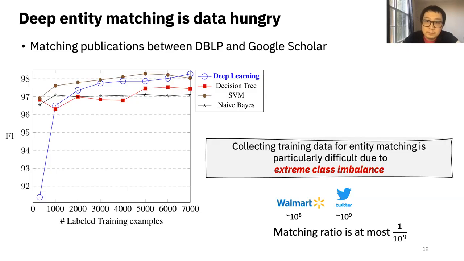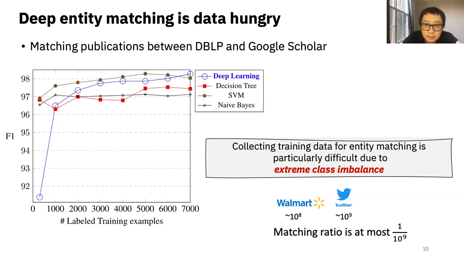But requiring a large amount of labeled data makes applying deep learning to entity resolution very hard because, first, in realistic entity resolution problems, we may not have any labeled data. And in general, entity resolution problems have a very low matching ratio, which means that it's very hard to find the positive examples for training a deep learning model.